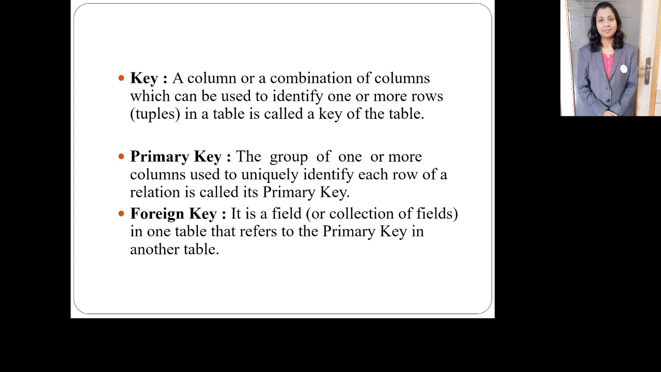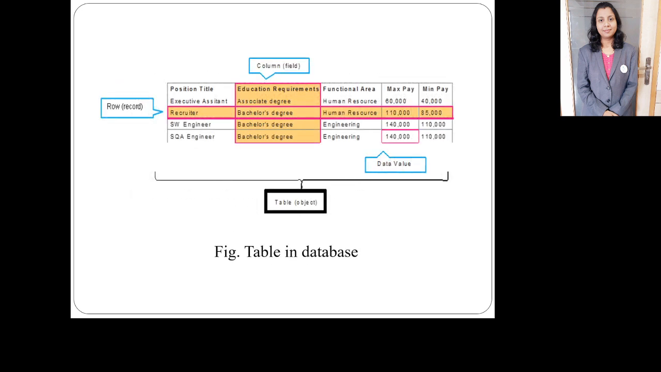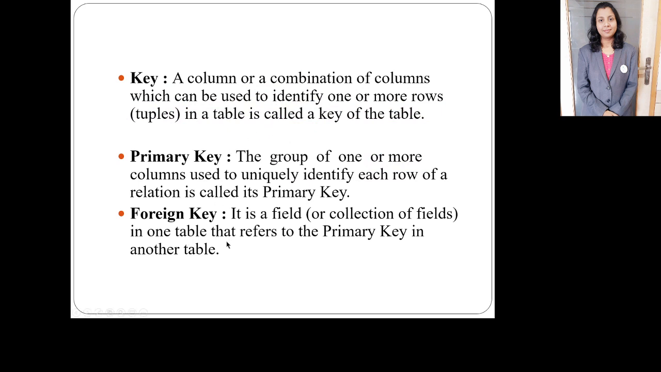What is a foreign key? It is a field or a collection of fields. Field means a column again. It can be one column or multiple columns in a table that refers to the primary key in another table. That foreign key will be referring to the primary key in the other table. So there are two tables. In the second table there is a foreign key which refers to the primary key of the first table. That key is called the foreign key.